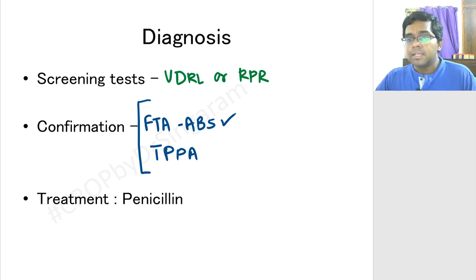But if the mother has been adequately treated with penicillin during pregnancy, there is no need for treatment of asymptomatic babies with congenital syphilis. That is the present recommendation, which you need to remember.